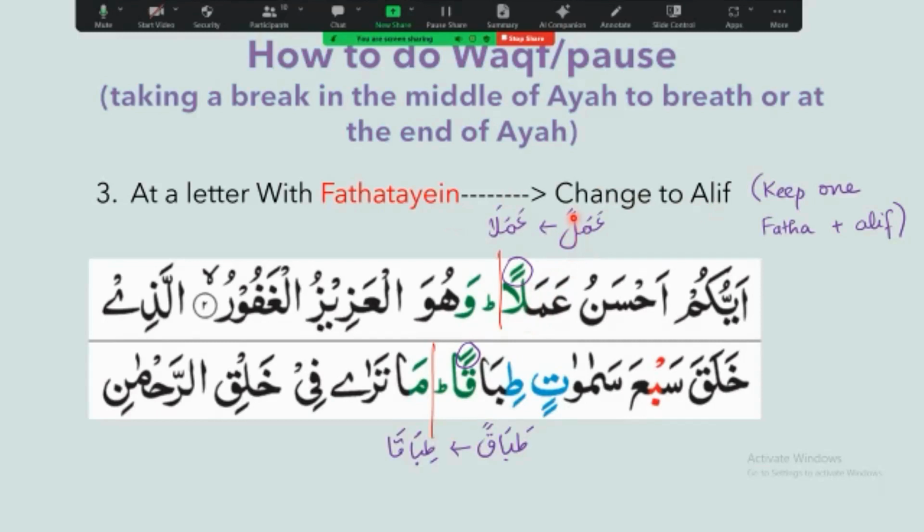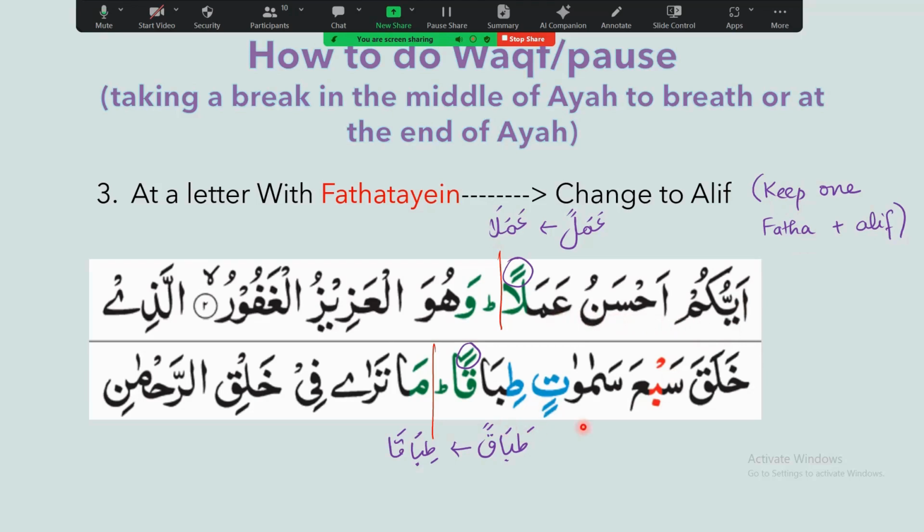So what we do is that on the lam letter, there is a fathatain, right? Tanween on top of it. So we change that tanween to lam, fatha, and then alif. And we say la. Rather than lan, we say la. Amalan to amala. That is why I have written here as well, that we keep one fatha and we change the next to alif. We say ayyukum ahsanu amala, right?